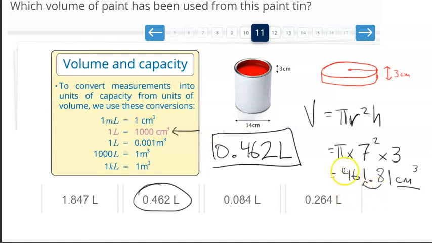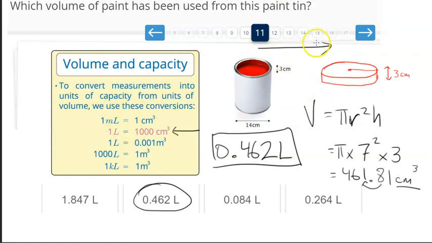If this said 1322, then obviously we'll do the right conversion. It will be 1322, so 1.322 liters. But because this is less than 1000, it would be less than 1 liter, so 0.462 in this case. And that's it. That's all there is to these type of questions. Question 11 onwards has a lot to do with capacity.